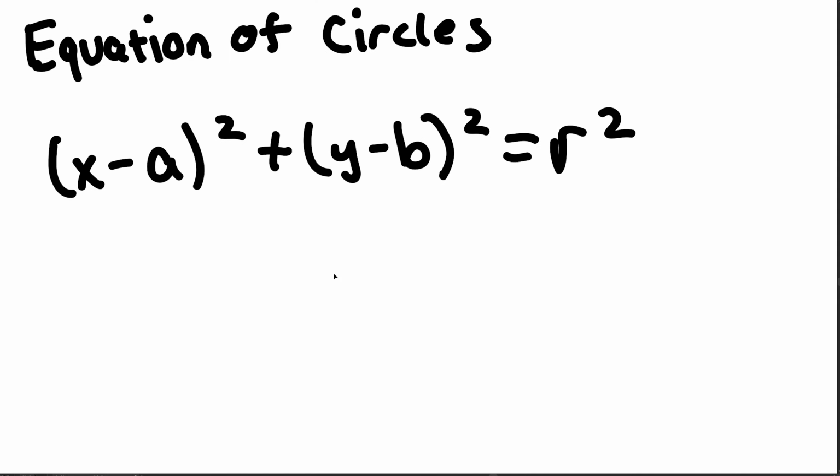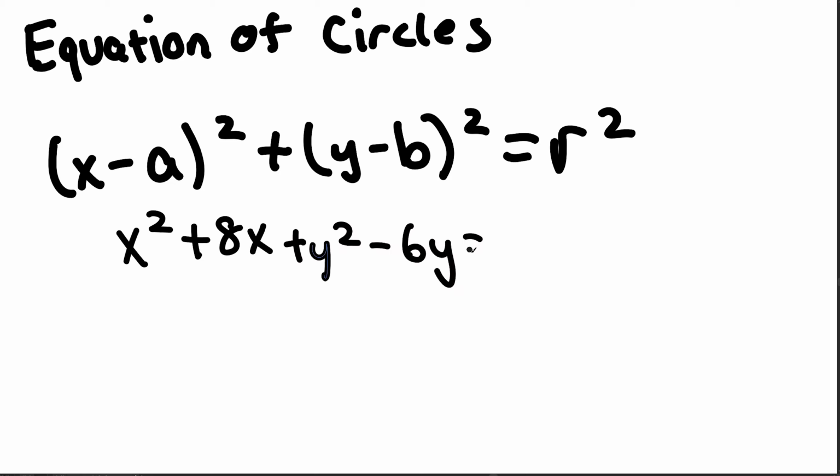When it's not in standard form, what you need to do is perform the complete the square method. So in this case, what we have is x squared plus 8x plus y squared minus 6y, and that's all equal to 24. Alright, so the first step of completing the square is to make sure that you have all your constants on one side, and in this case, we have all our constants already on one side. Next, what we need to do is take this step by step.